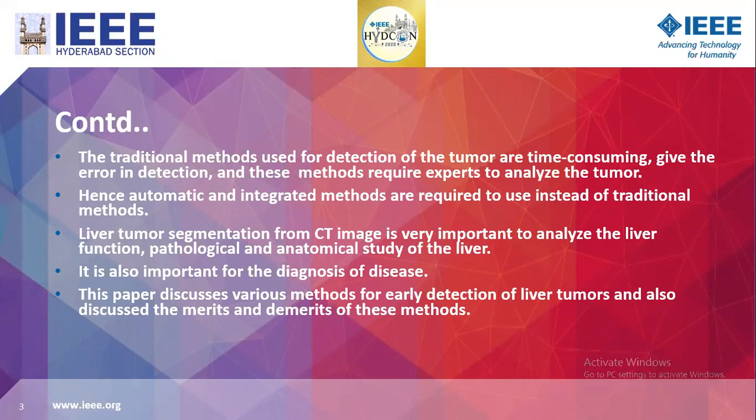Liver tumor segmentation from the CT image is very important to analyze the liver function, and for the pathological and anatomical study of the liver. It is also important for diagnosis of disease. This paper discusses various methods for early detection of liver tumors and also discusses the merits and demerits of these methods.